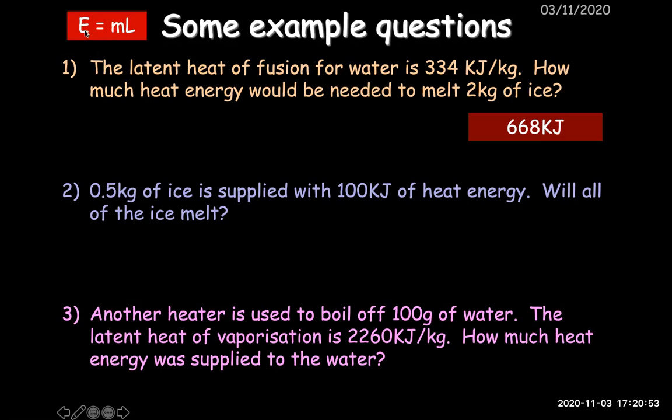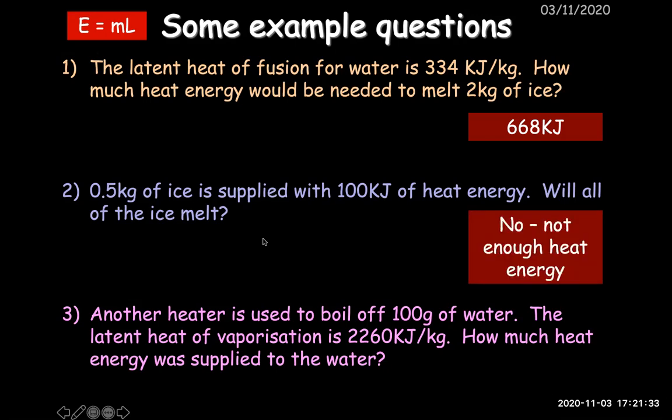We've got an amount of energy and we've got a mass. So if we divide our energy by our mass, we should get a number. That's 100,000 divided by 0.5, which is 200,000. Now, will all the ice melt? Well, we've got an answer of 200,000. That's not the answer to the question, that's the answer to our workings. Now we've got to make the decision. It takes over 300,000 joules per kilogram to melt ice, so we can make the assumption that it won't melt all the ice because there's not enough heat energy.